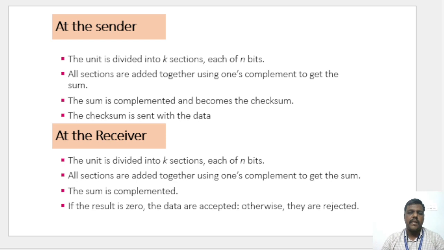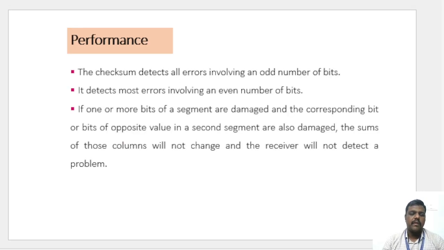So the explanation from the diagrammatic representation is here. The unit is divided into k sections, each of n bits. We take the ones complement of the sum, and this is added with the original data, and the same data is transferred to the receiver. At the receiver, the same data with the checksum is added together, and we try to find the result as all ones. If it is, we accept it; otherwise we reject that data.